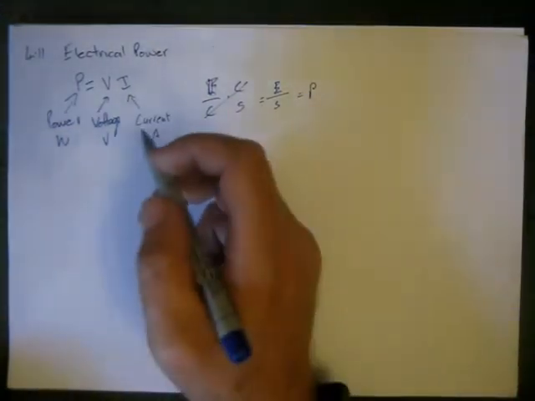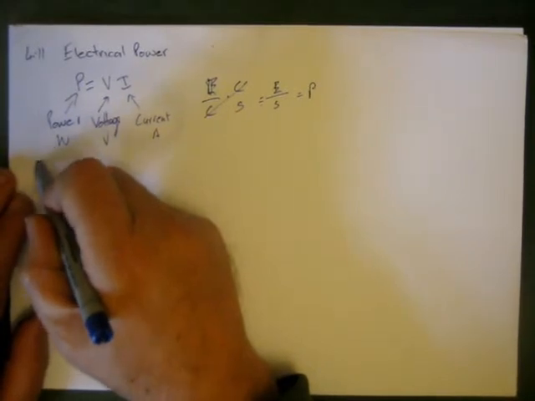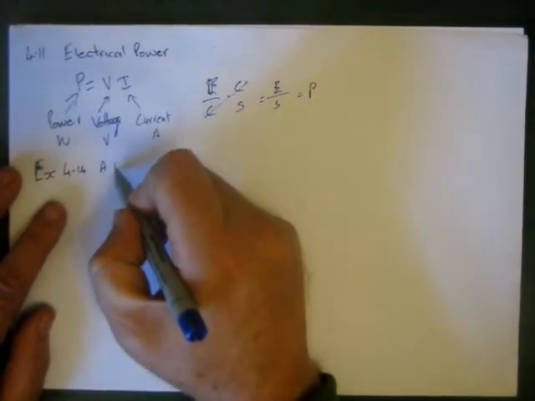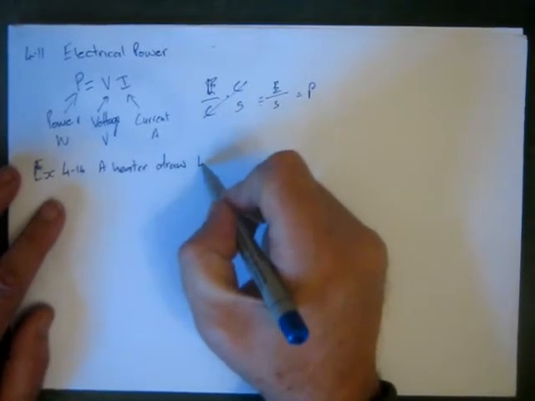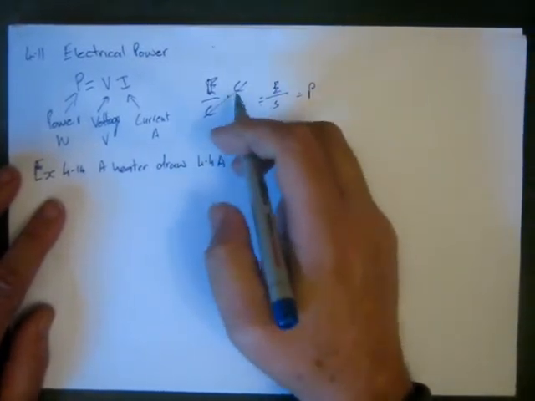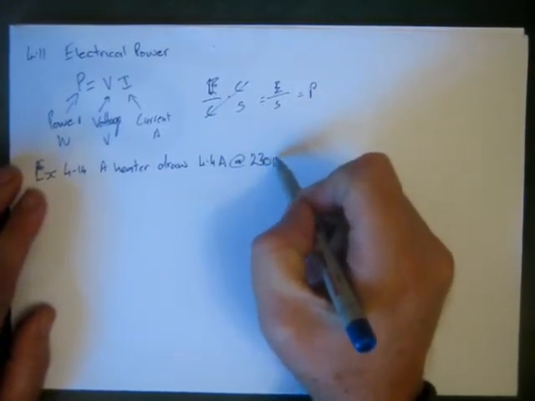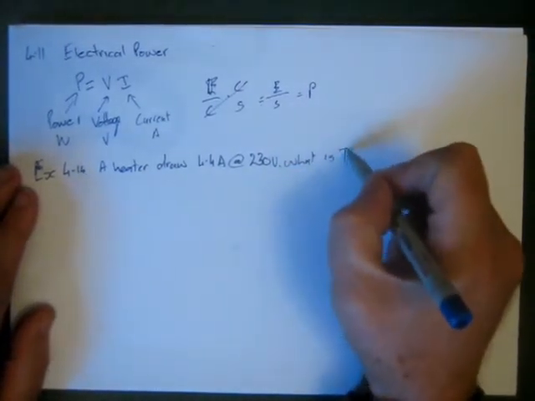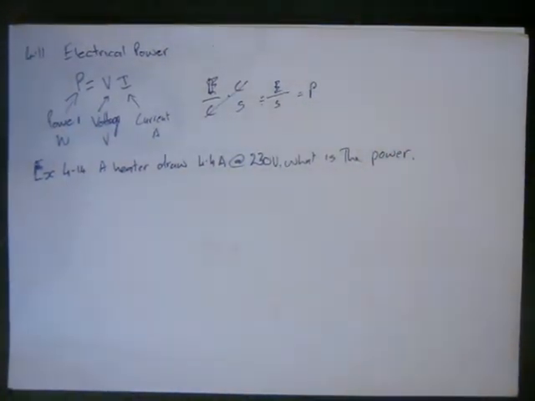So, how do we use this? Let's try this on example 4.14. A household heater draws 4.4 amps at 230 volts. What is the power? And that's one thing to remember. In New Zealand, we're on 230 volt supply. In Australia, it's 240, but in New Zealand, it's actually 230.